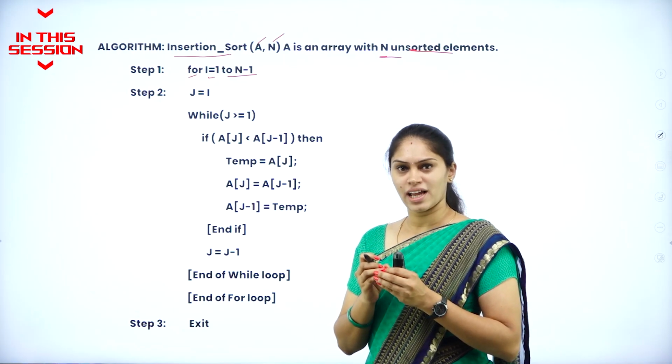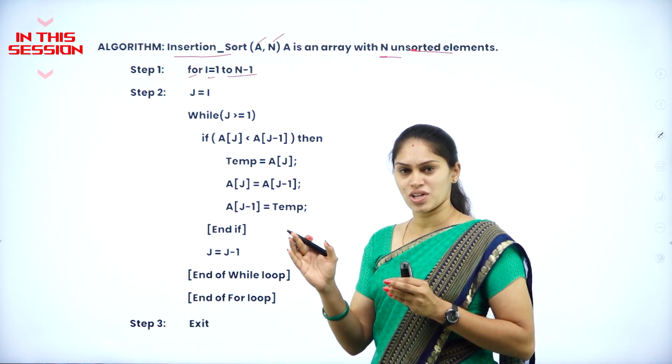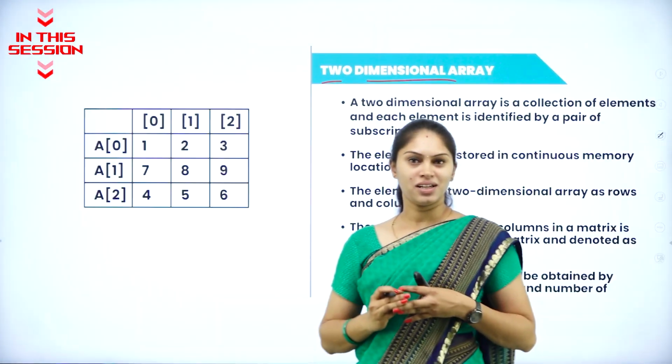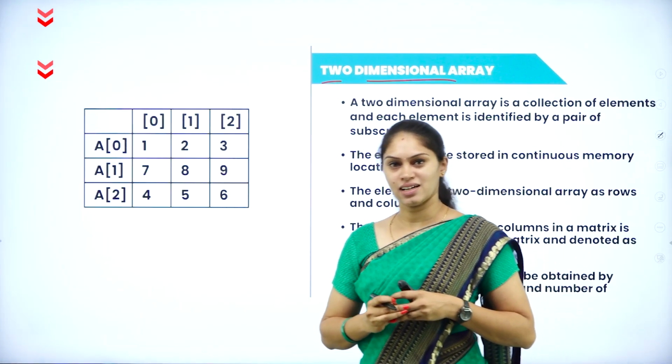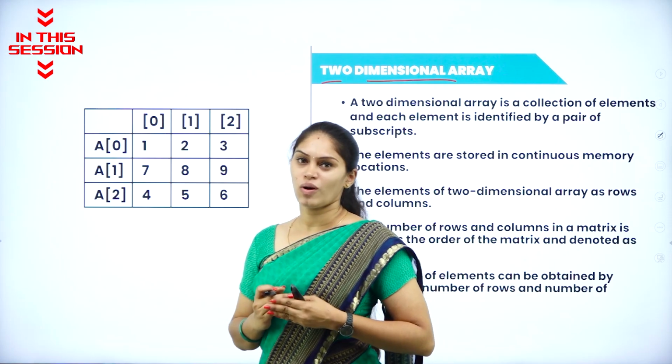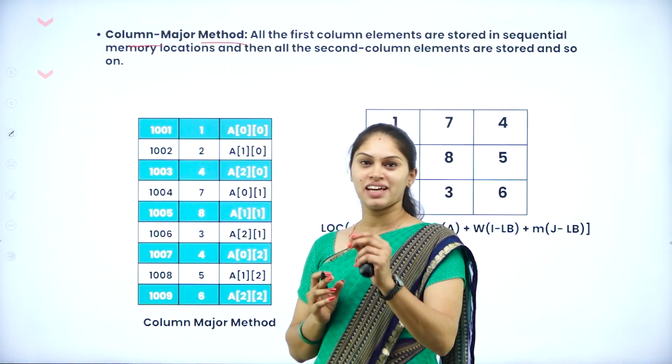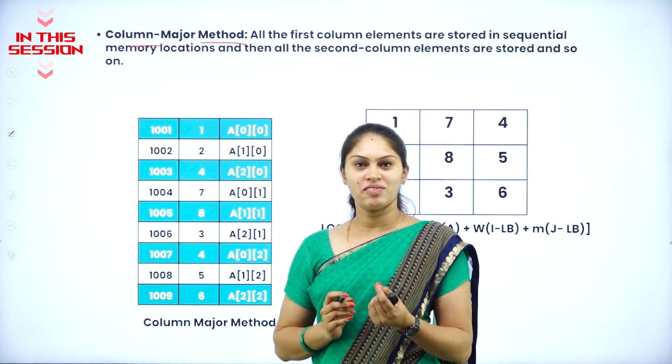I am not going to take the element from the 0th position. Instead, we are taking an element from the first position. When it comes to the two-dimensional array, here we have both row and column as a combination. So when it comes to the column major method, here our preference will be given to the column.